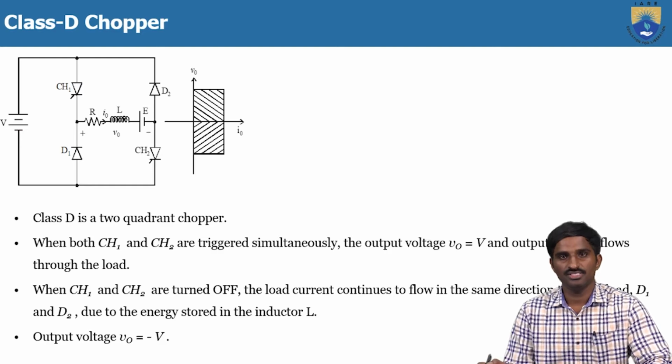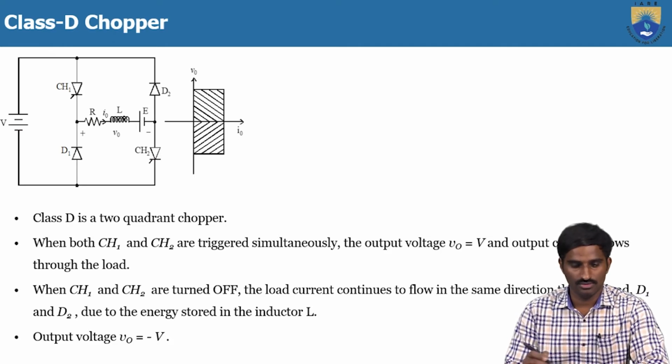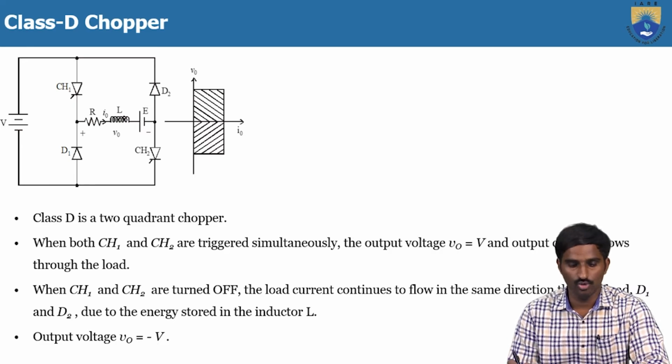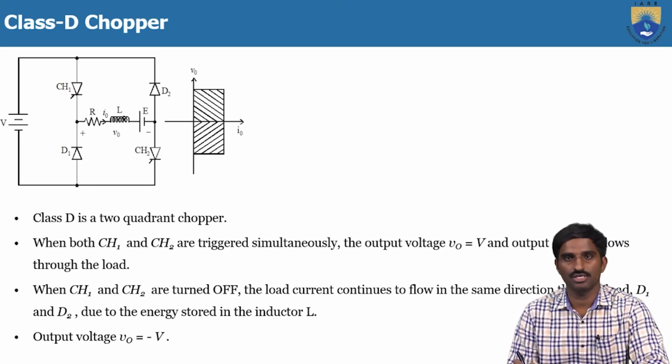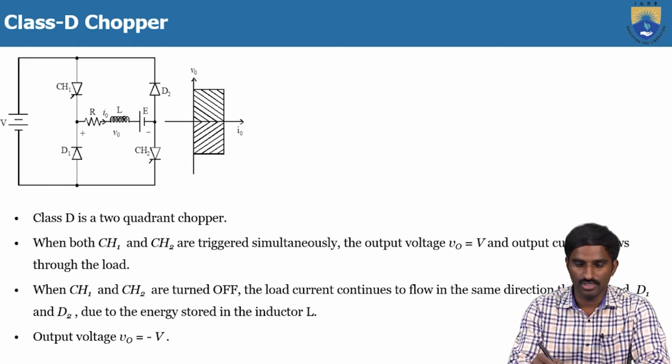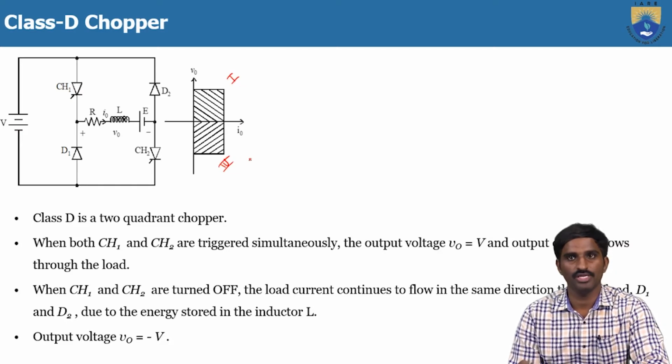This is the basic structure of the Class D chopper. It consists of two chopper switches and two diodes, and in between these there is a load that we have connected. Like the Class C, the Class D chopper is also a two quadrant chopper, the first and the fourth quadrant chopper. It will operate in the first and fourth quadrant.